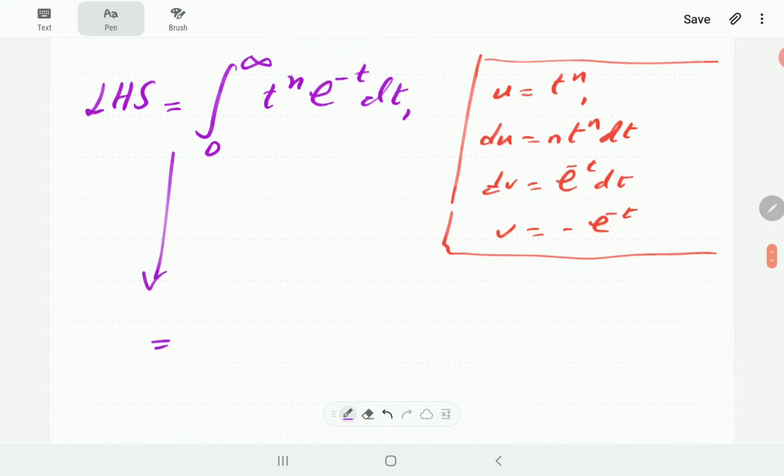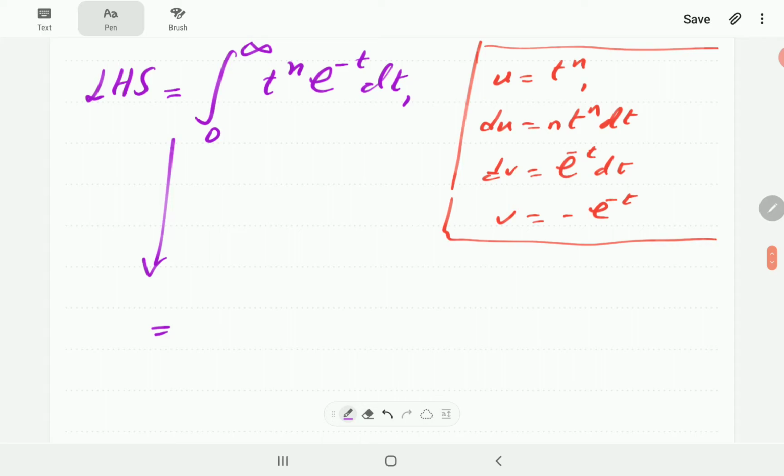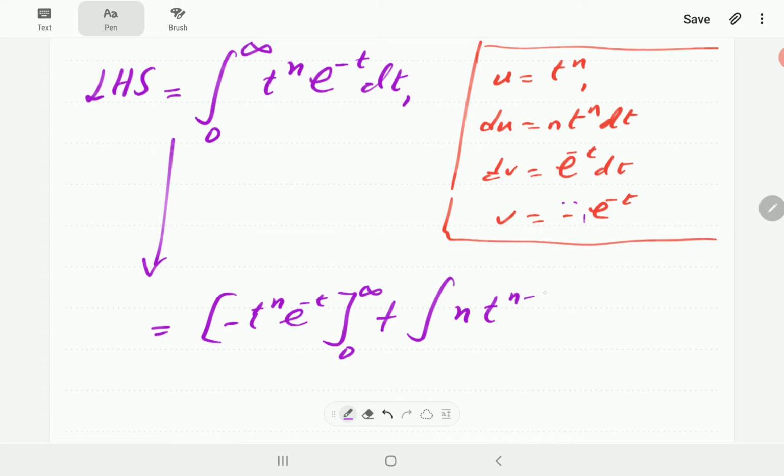So that means this thing is going to be equal to uv, which is minus t to the n e to the minus t from 0 to infinity, minus the integral of, but because of this negative here, this is going to be all positive, so that's going to be t to the power n minus 1, which it was supposed to be n minus 1 there, and then e to the minus t dt, integral from 0 to infinity.